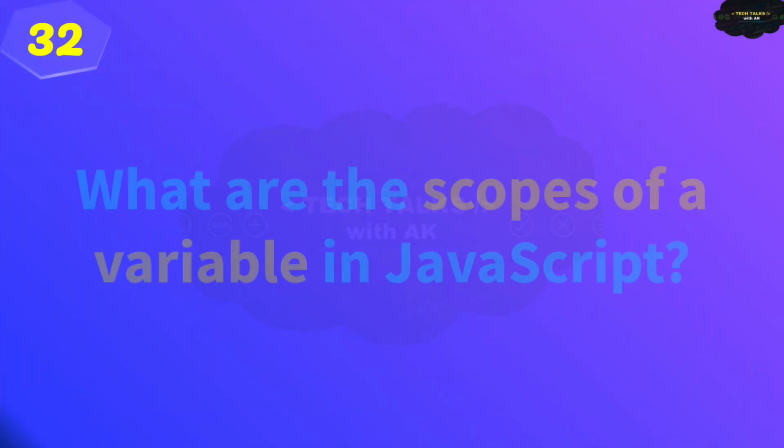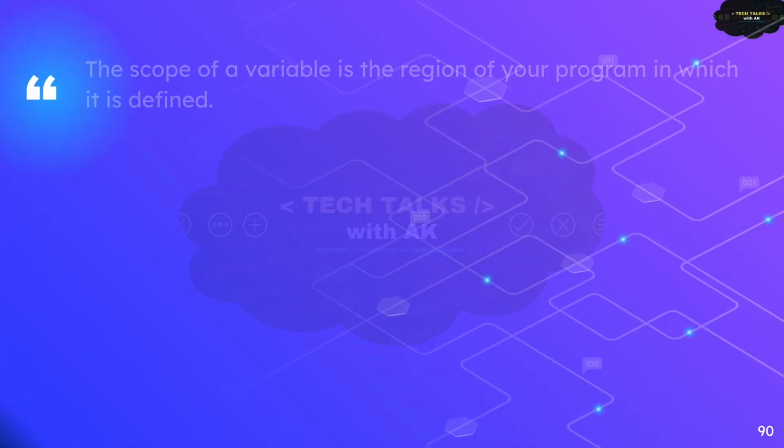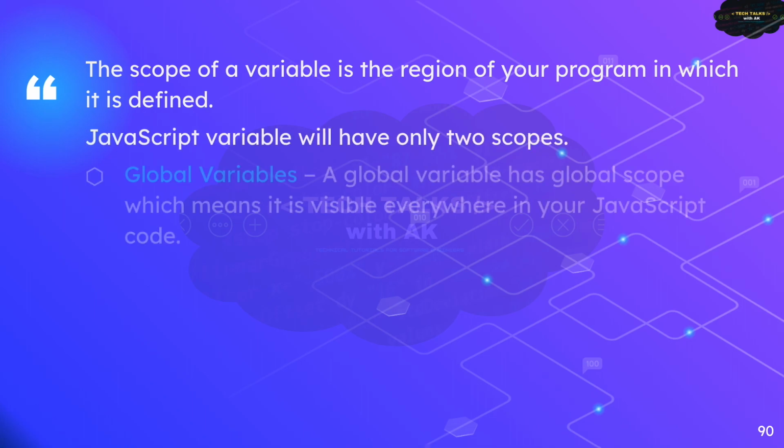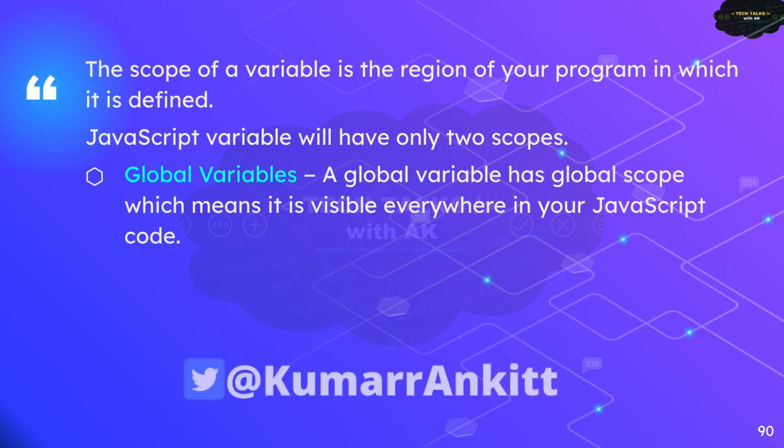Next question is, what is the scope of a variable in JavaScript? And the answer is, the scope of a variable is the region of your program in which it is defined. JavaScript has two kinds of scopes. One is global scope or a global variable. A global variable has a global scope, which means it is visible everywhere in your JavaScript code.